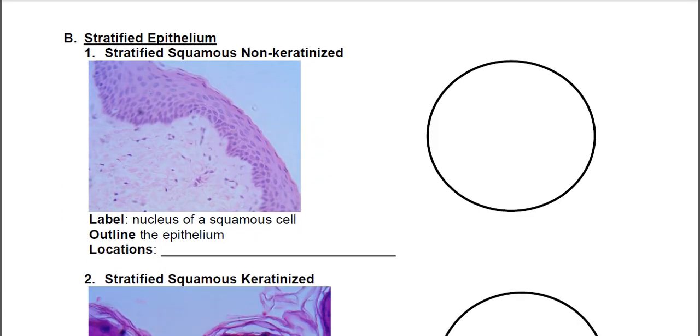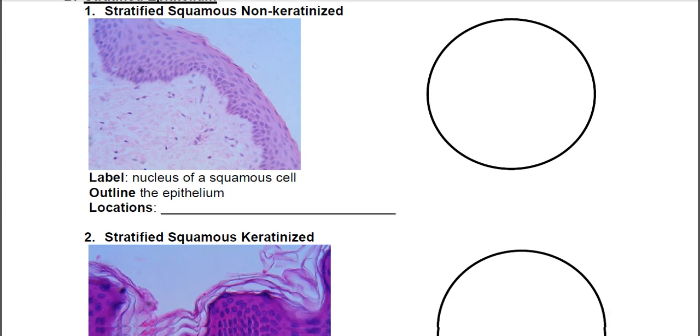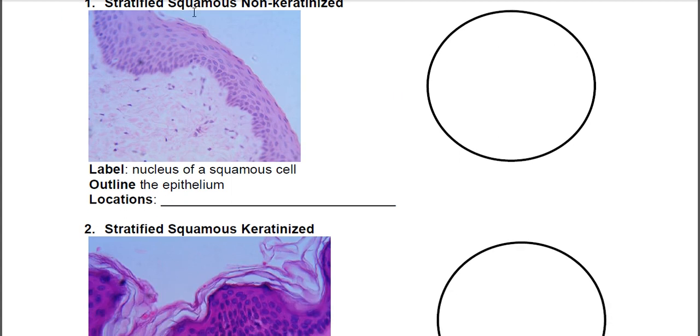Next we have the stratified epithelia. Remember that stratified means there are multiple layers of cells. And so it'll be called stratified something epithelium. The shape refers only to the outermost layer of cells. The outermost layer can be a different shape than the underlying layers. The shape in the name only refers to the outermost layer.